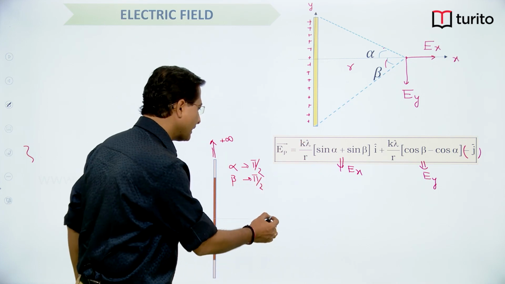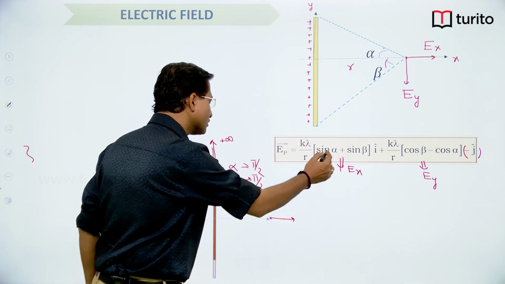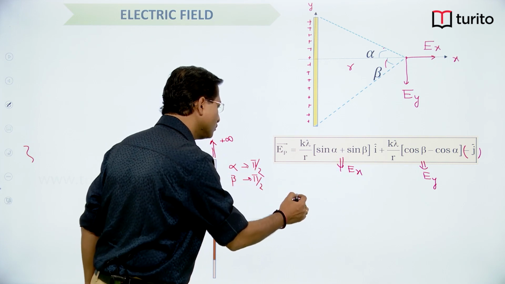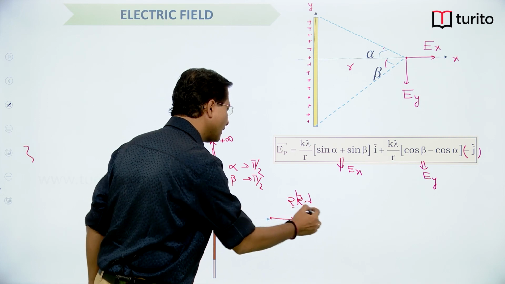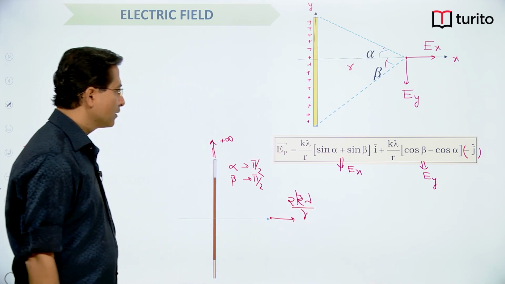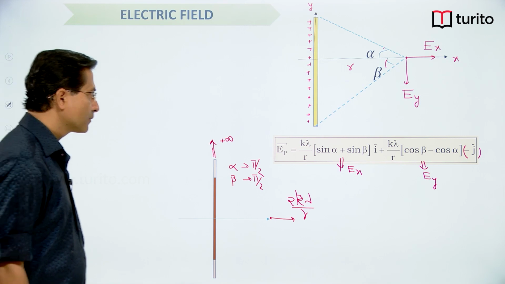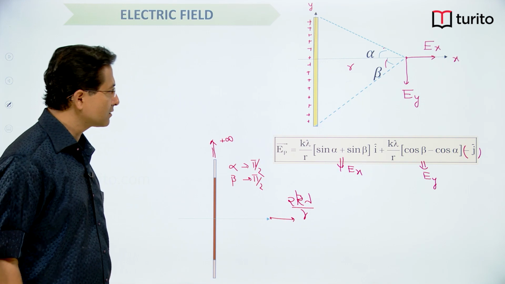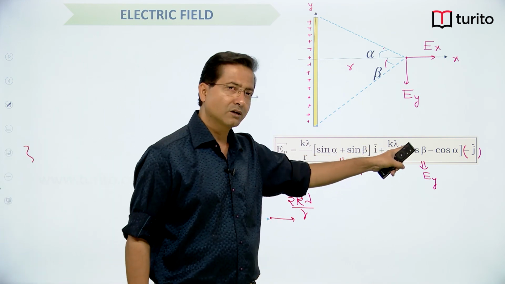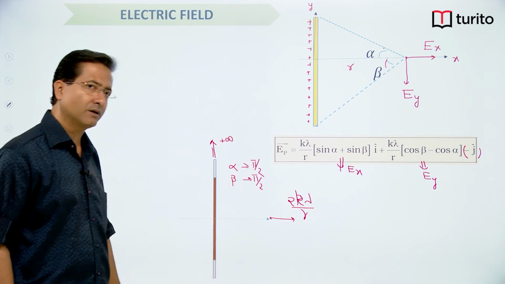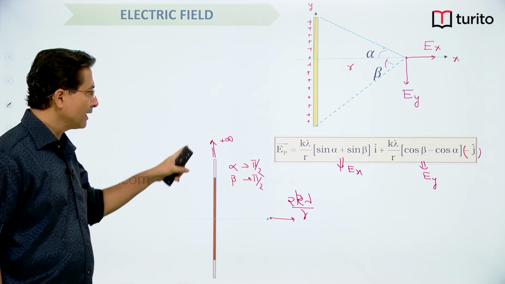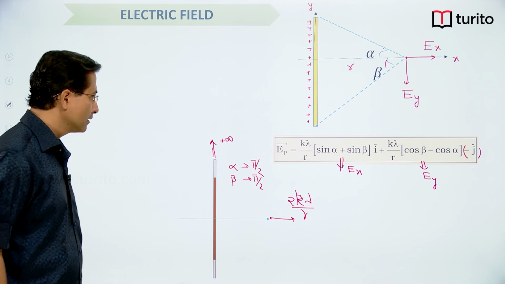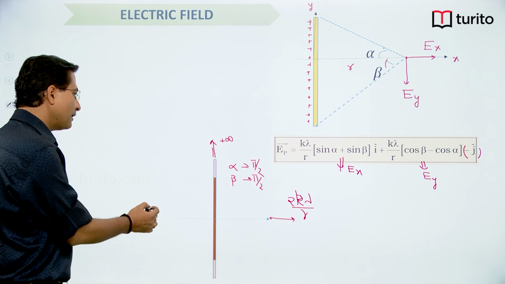So, the x component at this particular point, this will become 2, so this expression will become 2k lambda by r. Now, look at the y component, cos 90 is 0, cos 90 again 0. So, this component will be 0. There will not be any y component, there will be only the x component. So, the field around an infinitely long wire will be away from the wire, perpendicular to the axis of the wire.